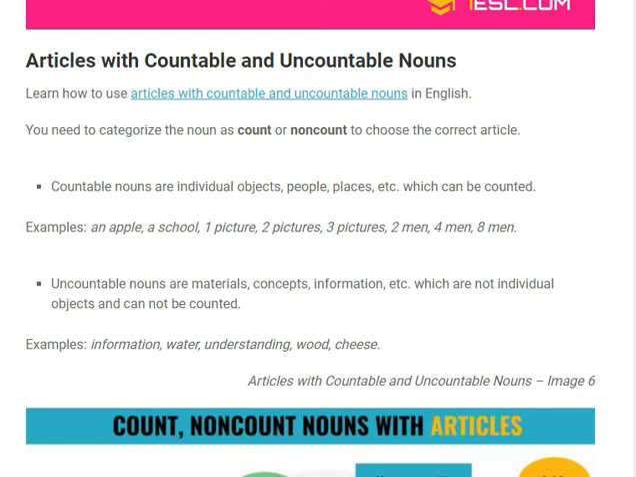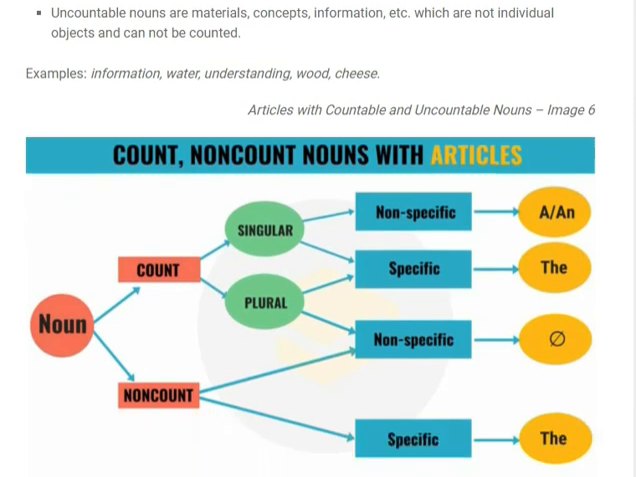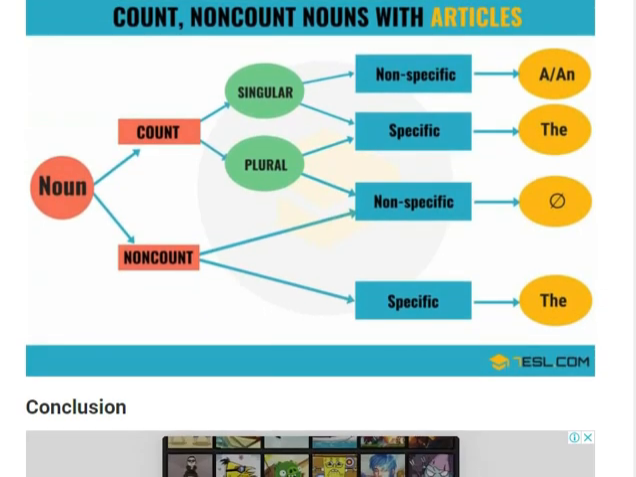We need to categorize a noun as count or non-count to choose the correct article. Countable nouns are individual objects, people, places, etc., which can be counted. An apple, a school, a picture, one picture, two pictures, three pictures, 2 men, 4 men, 8 men. Uncountable nouns are materials, concepts, information, etc., which are not individual objects and cannot be counted. Examples: information, water, understanding, wood, cheese, which many people like.